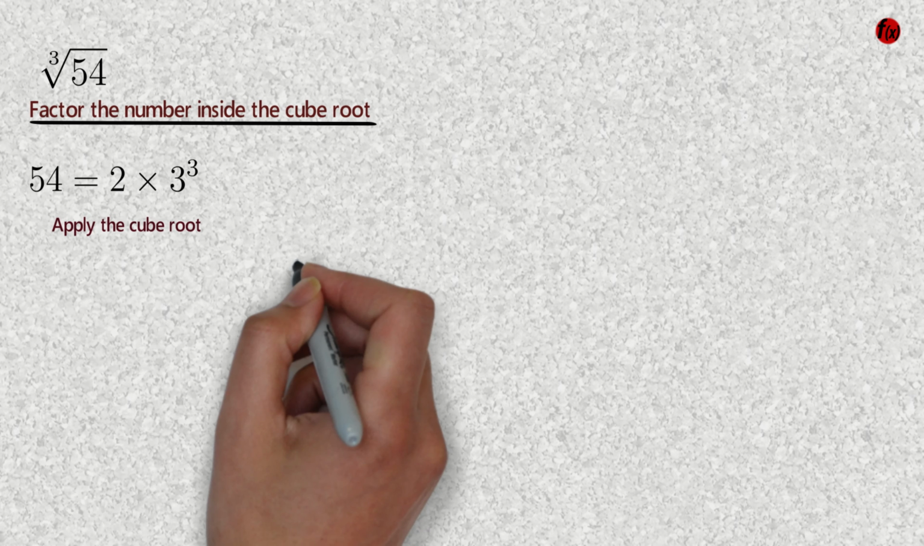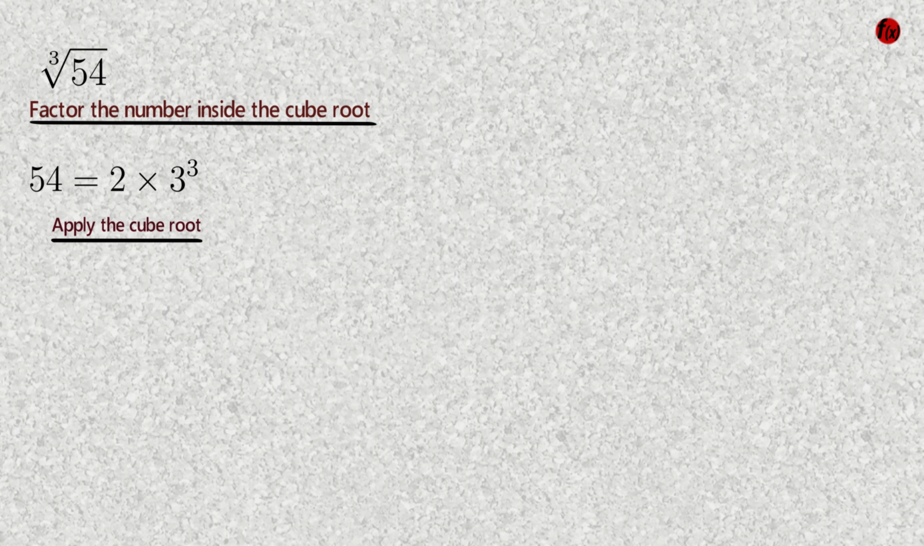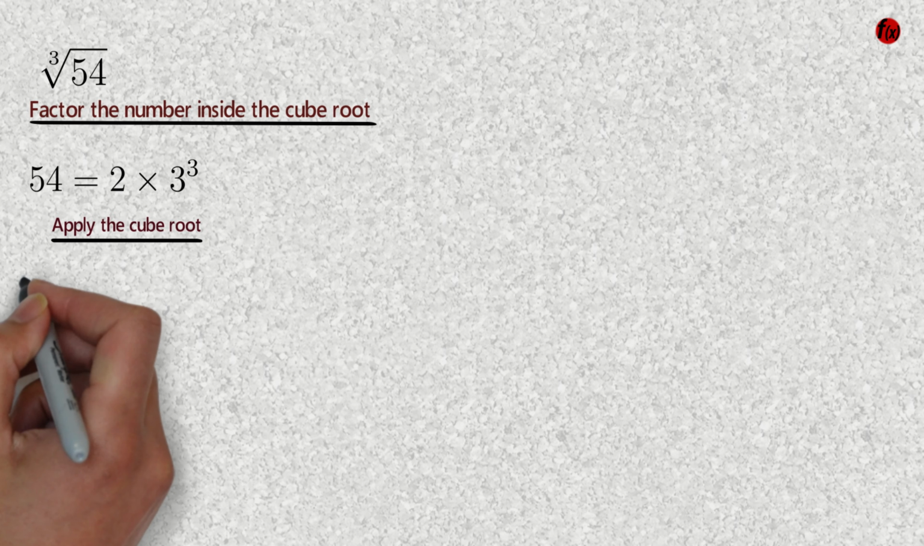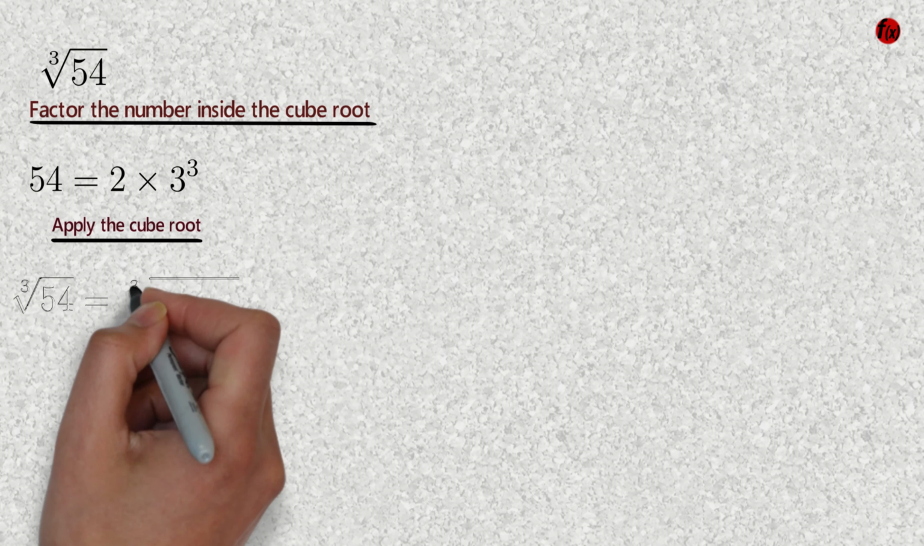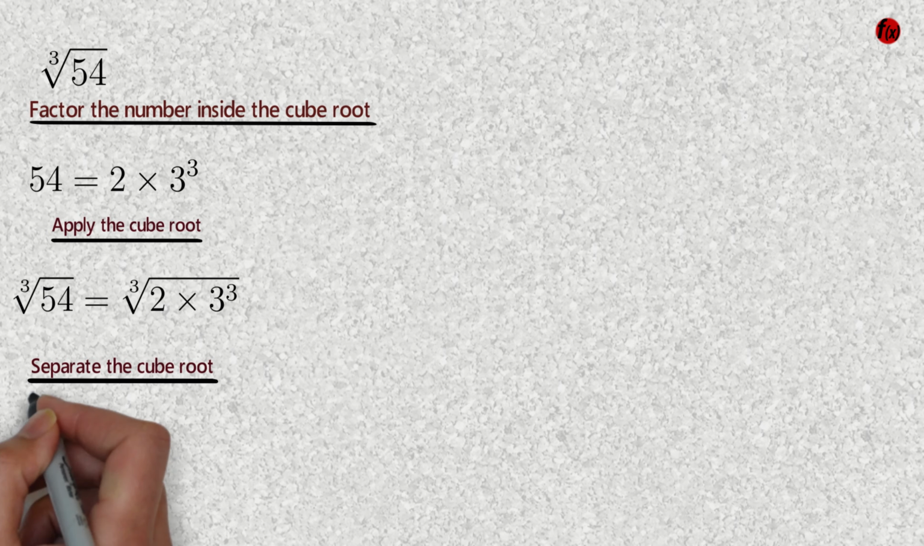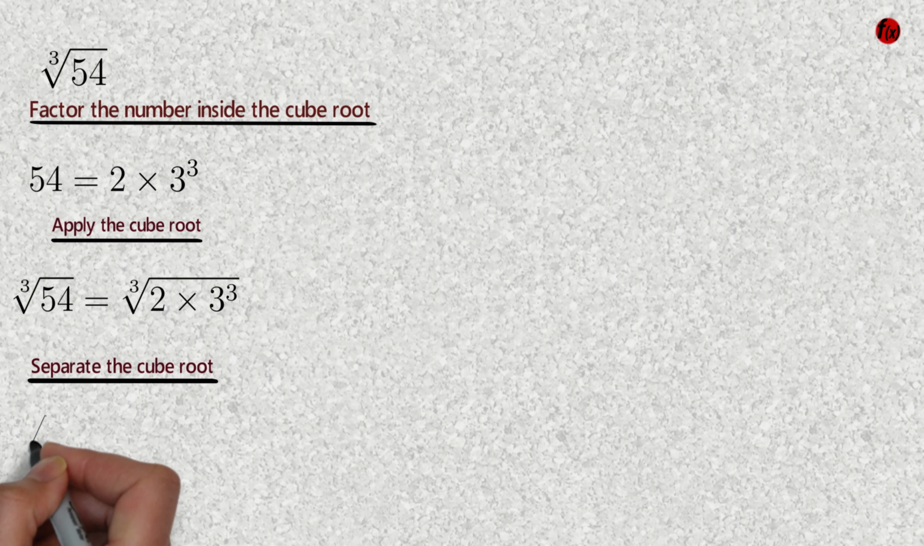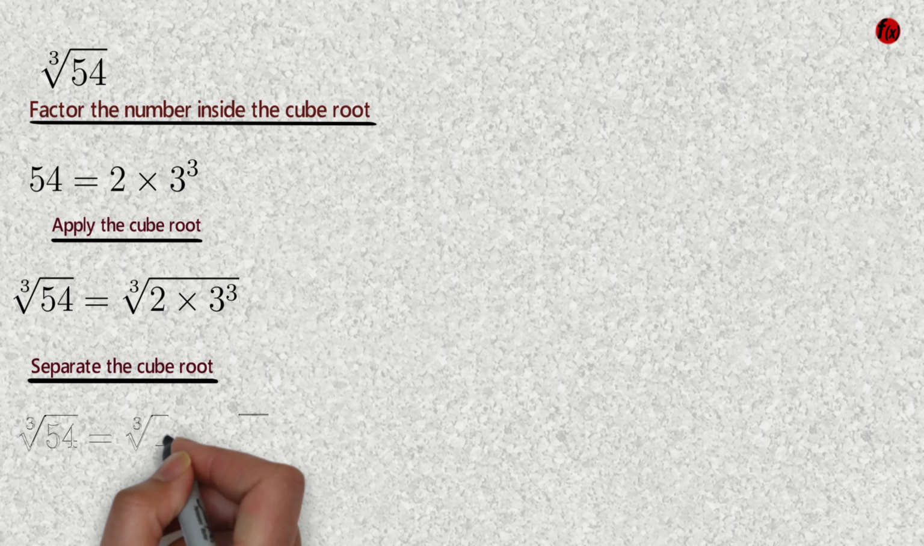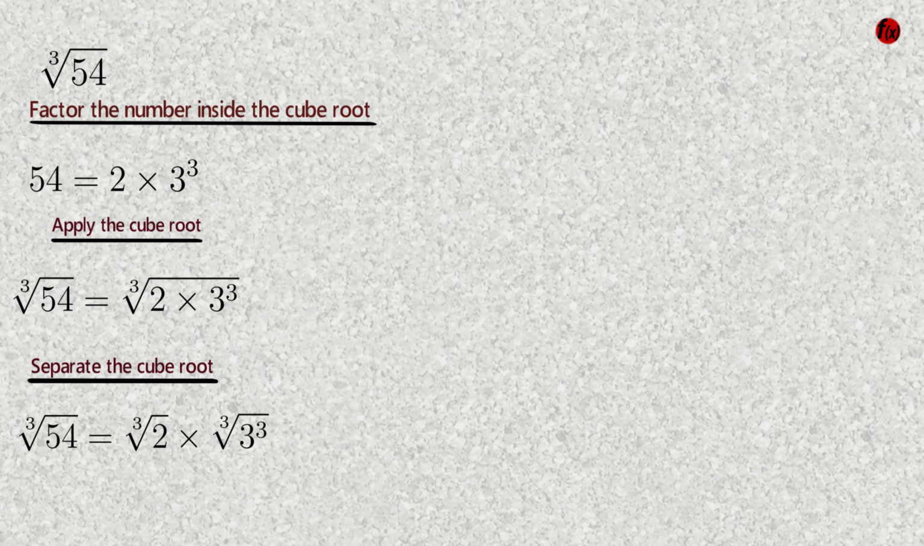Step 2. Apply the cube root. Now, we can apply the cube root to the factors. The cube root of 54 is equal to the cube root of 2 times 3 cubed. Step 3. Separate the cube root. We can separate the cube root into two parts. The cube root of 54 equals the cube root of 2 times the cube root of 3 cubed.